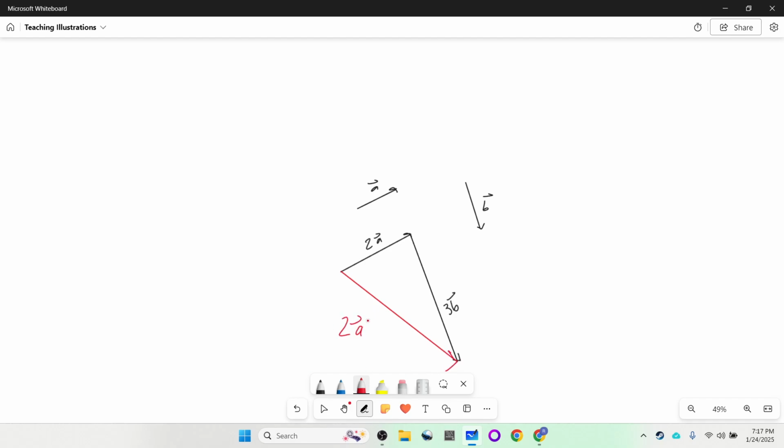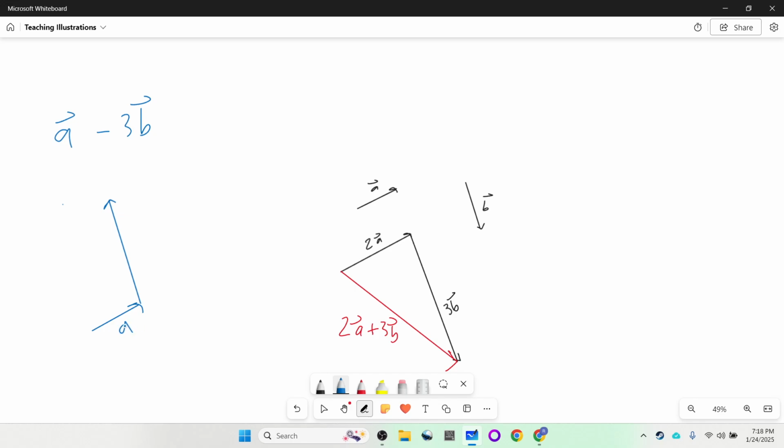Two a plus 3b. Alright, what would a minus 3b look like? Well, we have our a. Let's move it down here. I'm thinking ahead here because we have our a here. Then our negative 3b, let's just start from this tip. It'll go in the opposite direction of b. So sort of like this. Be 3 times the length of b. So I'd say it's about like this.